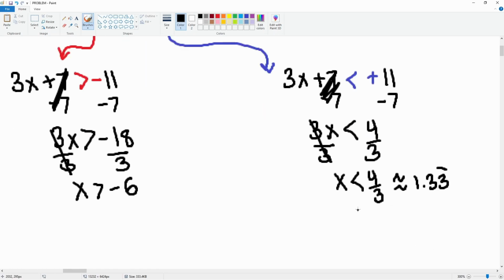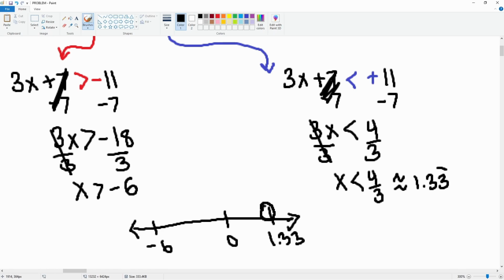All right, let's draw the number line here. We have the number negative 6, then we have 0, then we have 1.33. This is open at 1.33, and it is open at negative 6. All right, it says x is greater than negative 6, so these are all values that are greater than negative 6, right? Negative 5, negative 4, negative 3, negative 2, negative 1, 0, right? 1. x is less than 1.33, so it's everything less, right? 1.2, 1.1, 1, right? 0.9, right?